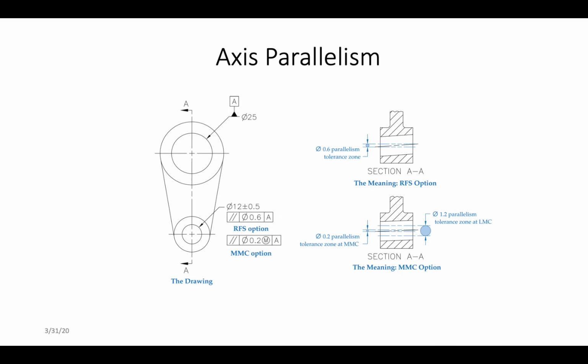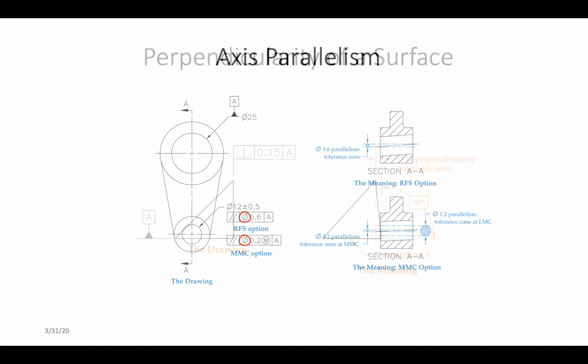In another example, we're also controlling the orientation of an axis, but notice that the datum reference is another axis, not a surface. It is important to note here that because we're referencing an axis as a datum feature, the tolerance zone is defined as a diameter, as noted in the feature control frame.